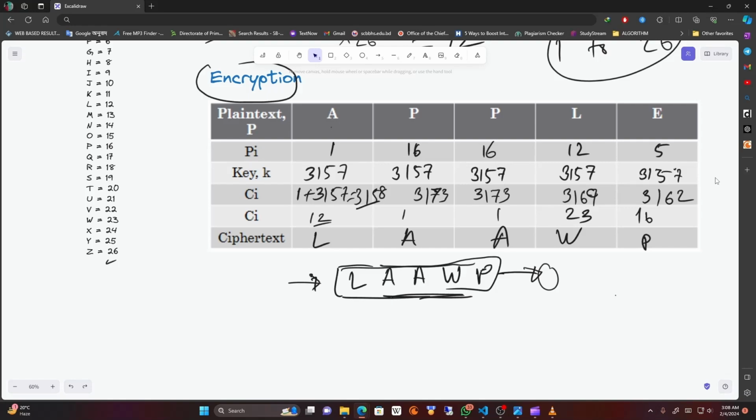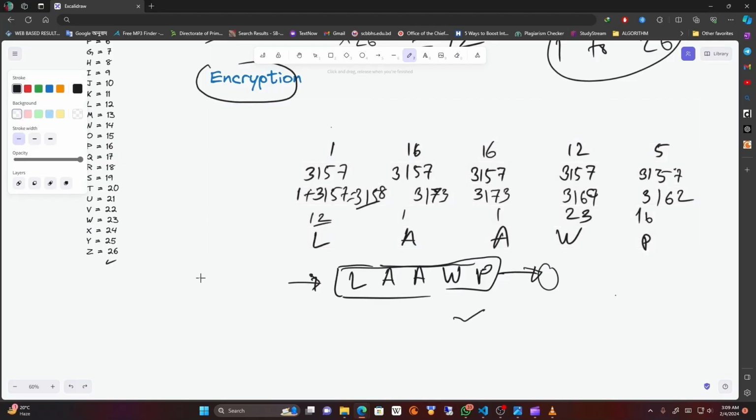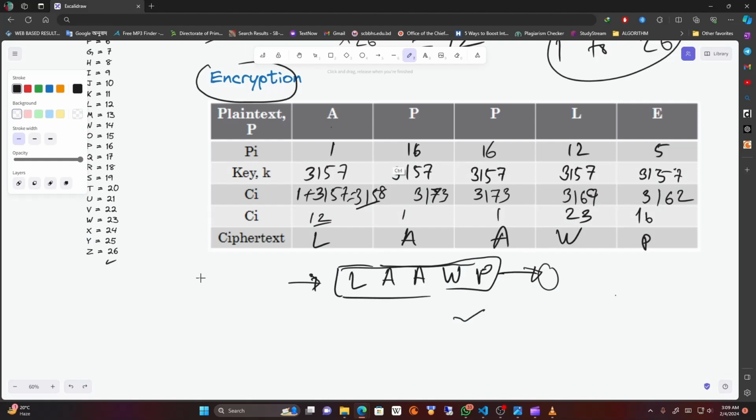Now let's see an example of decryption. We are going to decrypt this message, so that after decryption we can get the result of Apple. If we get the Apple result after decrypting this message, then we'll be sure that our algorithm is correct. If we don't get the Apple result, then we will be pretty much sure that our algorithm is incorrect.